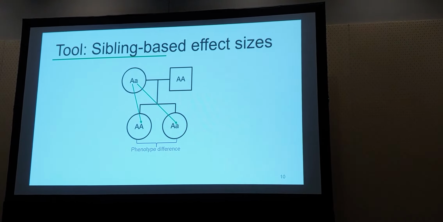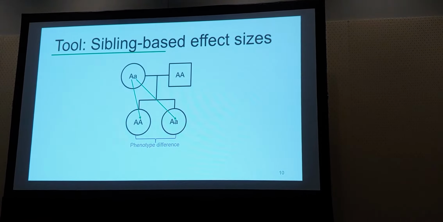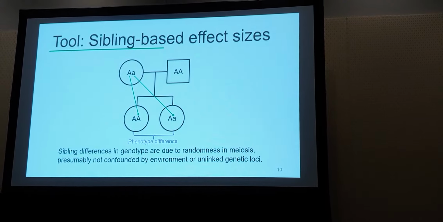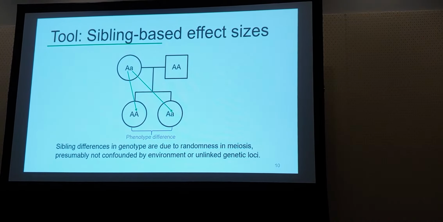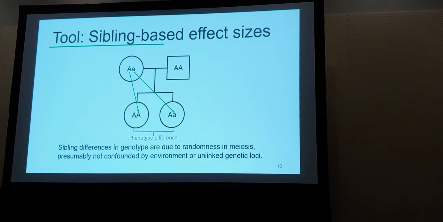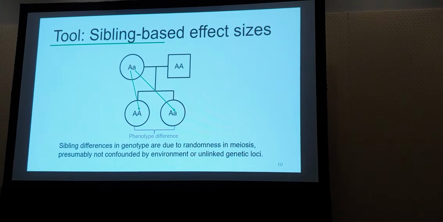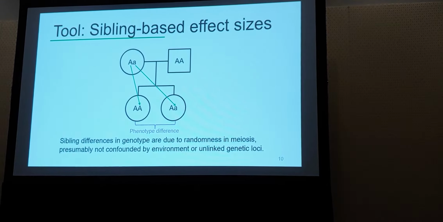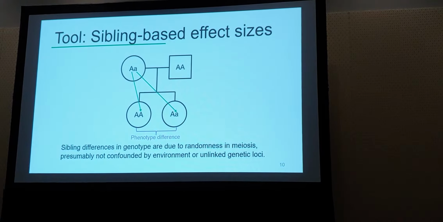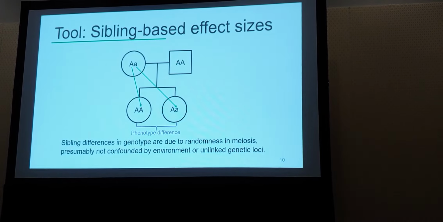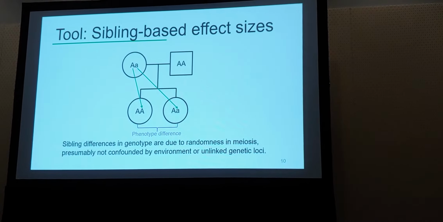They grow up, they have some phenotype difference. We come along, we measure it, and then we correlate that phenotype difference with the genotype difference. The real usefulness of that is that sibling differences in genotype are going to be due to this randomness in meiosis, so they're not going to be confounded by environment or by unlinked genetic loci. The effects might be mediated environmentally, but they're not going to be confounded by environment.